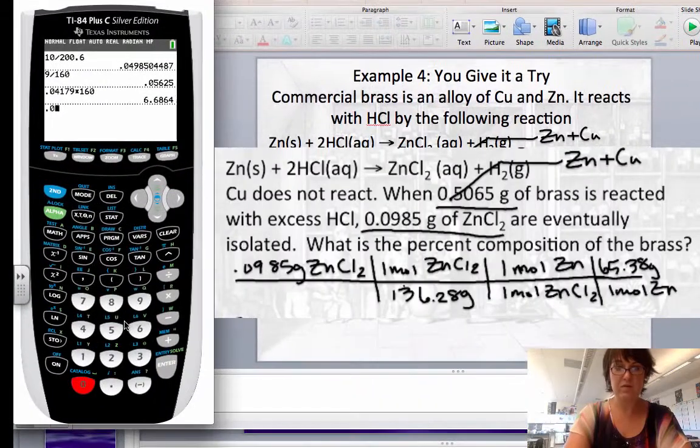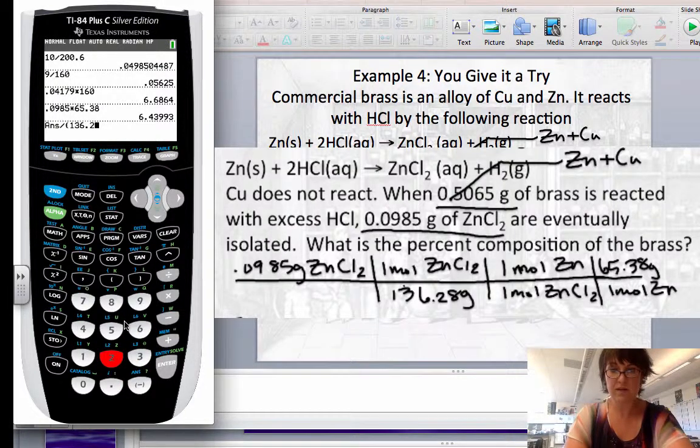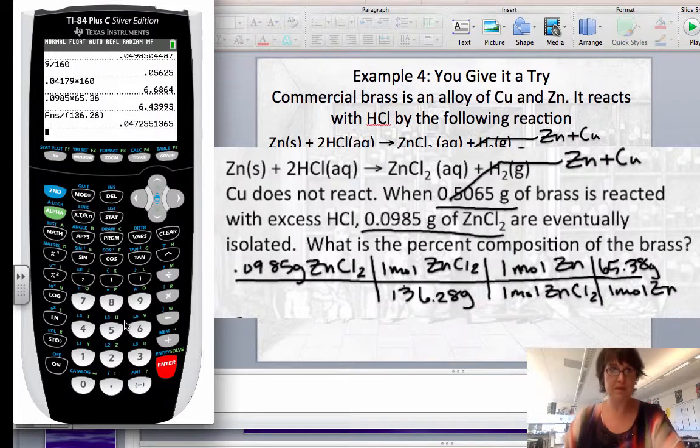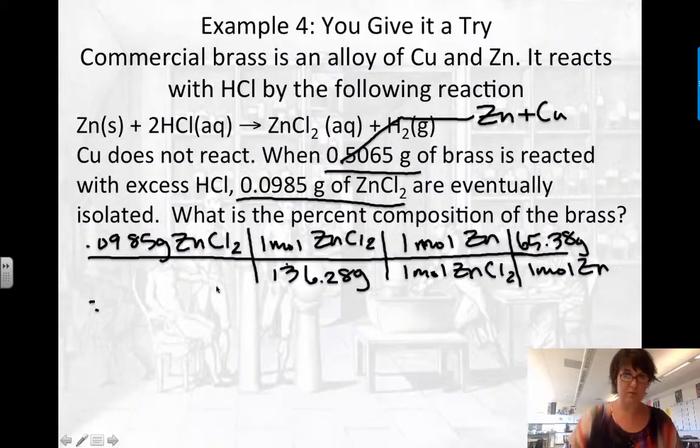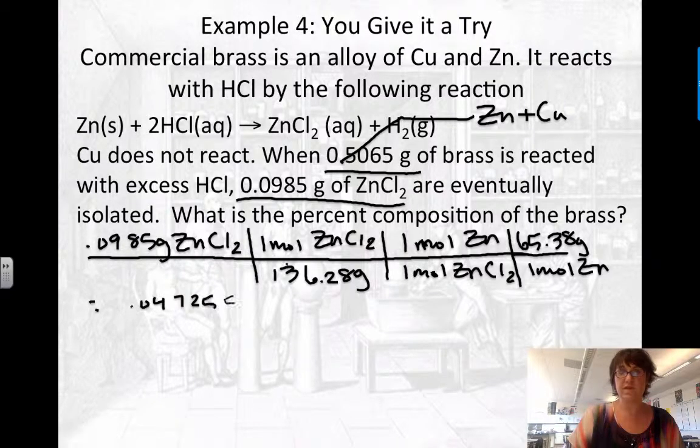So get your calculator out. So we have 0.0985 times 65.38. Then divide by 136.28 grams per mole of zinc chloride. And that's done. 0.04. Okay, so not a whole lot of zinc in that bad boy, huh? 0.047255 grams comes from zinc.